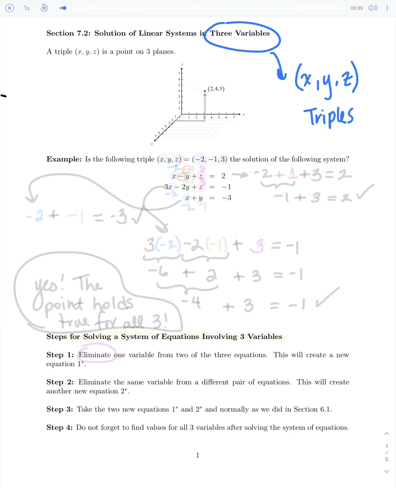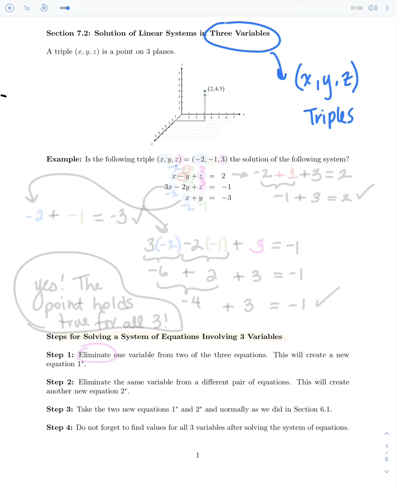And these are used a lot in real life because the 3 points x, y, and z are able to describe things in 3 dimensions. In our first example, they ask, is the following triple, this point with an x, y, and z, a solution of the following system of 3 equations?